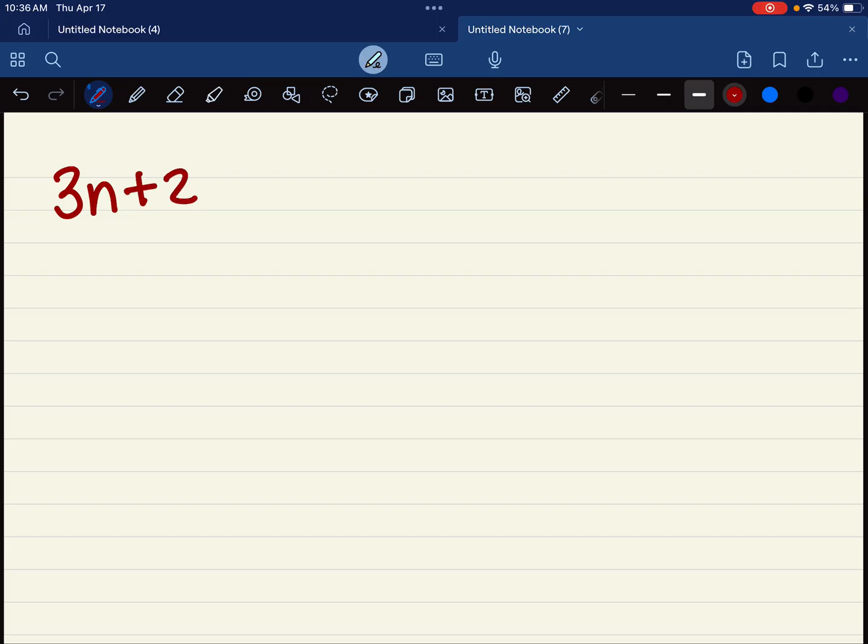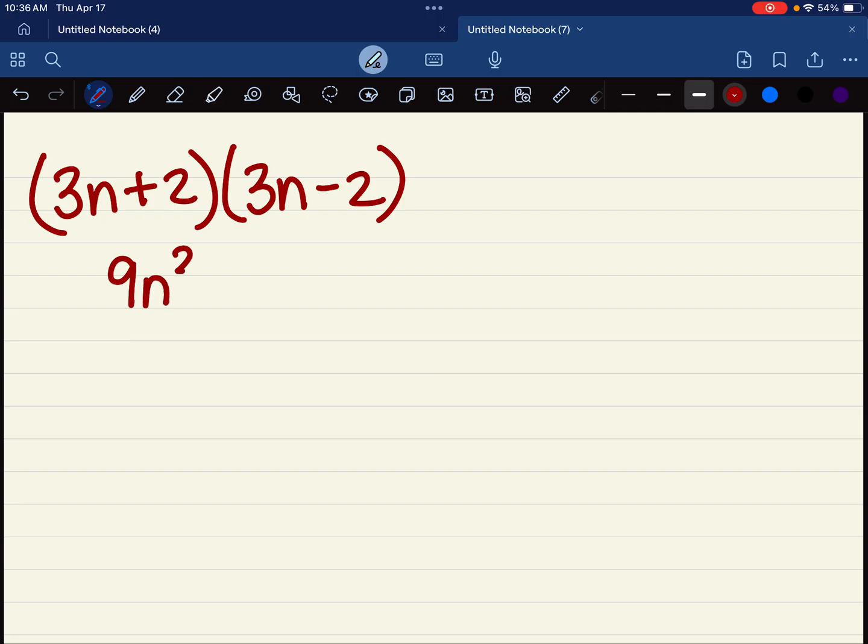3n plus 2 times 3n minus 2. Do they look exactly the same except for addition and subtraction? Yeah. Okay? So we square the first term. What do I get when I square my first term? 9n squared. Okay? And then I'm going to subtract. What's 2 times 2? 4. 4. Done. Okay? One more. I think we'll be okay.